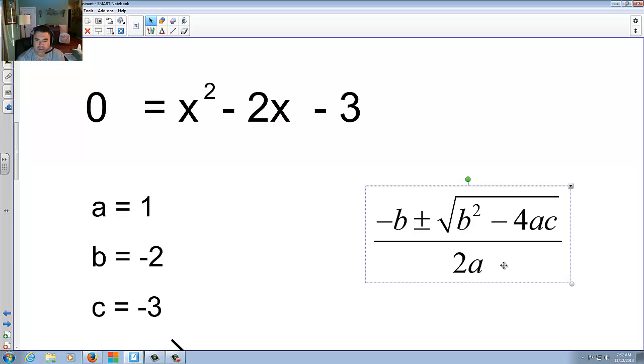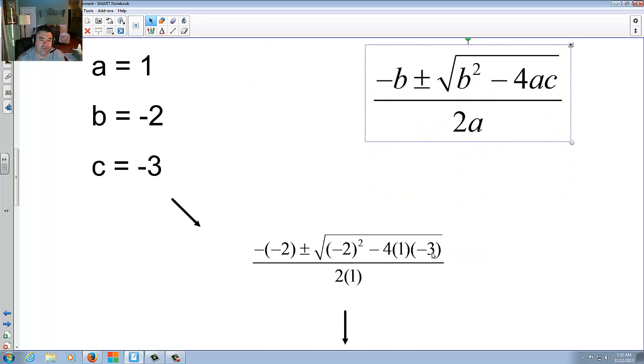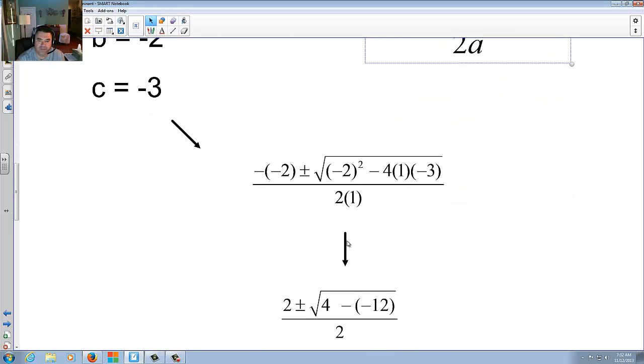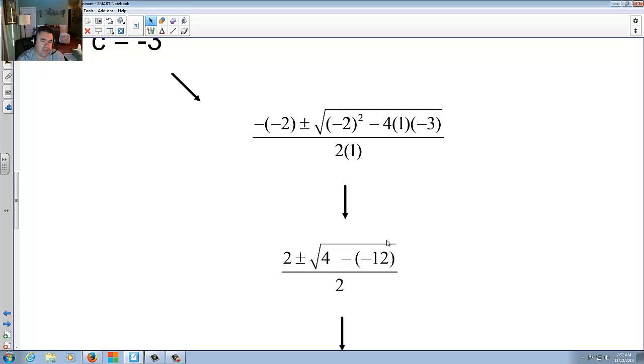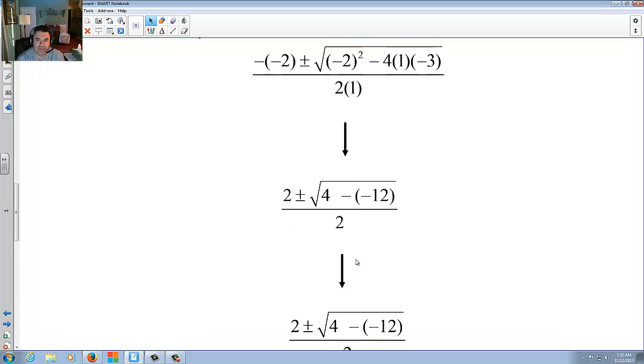And I plug in the quadratic formula. A is 1, b is negative 2, and c is negative 3. You plug those in. Negative 2 squared, negative 2 times negative 2, is 4. 4 times 1 times negative 3 is negative 12, and then a negative. You can do it that way, or I might just take negative 4 times 1 times negative 3 and put the answer there. If it's positive, I put a plus. But whatever makes you happy. Negative times negative is a positive.